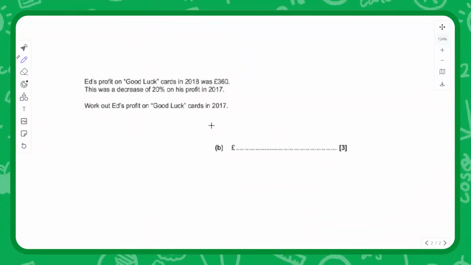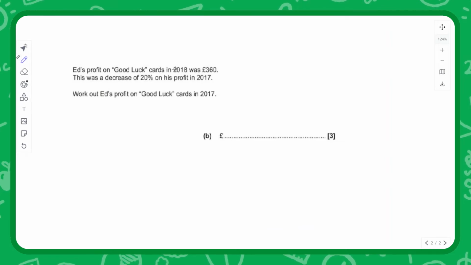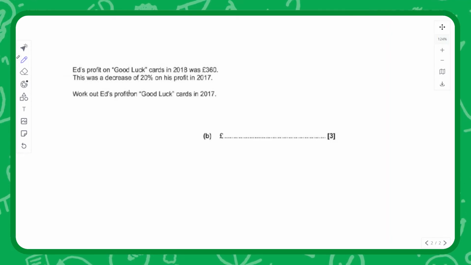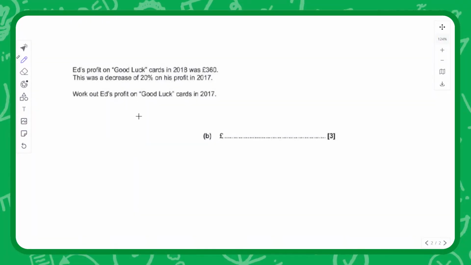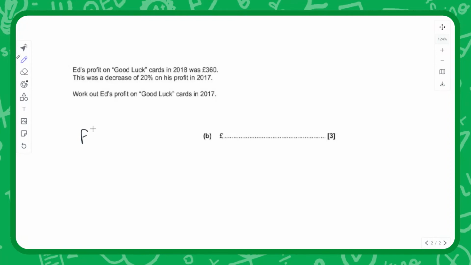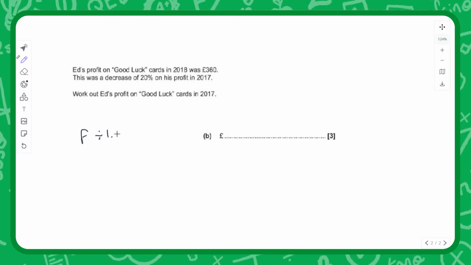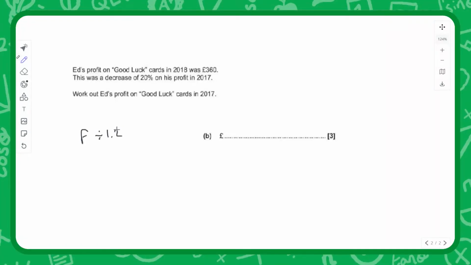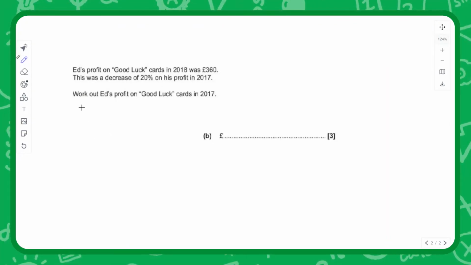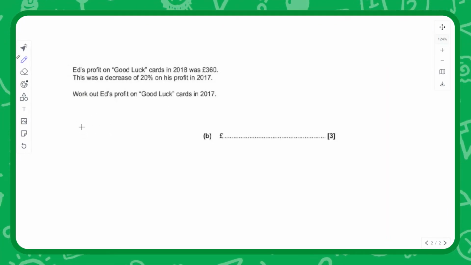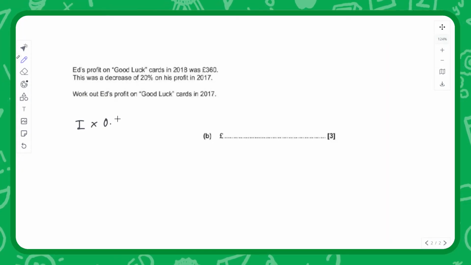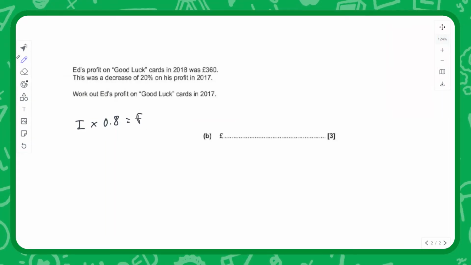Let's do 1 or 2 more questions. Ed's profit on Good Luck cards in 2018 was £360. This is a decrease of 20% on his profit in 2017. What was the profit on cards in 2017? Well, this is just like we did with VAT, right? It's very, very similar. Let's just double check I'm doing this right. We know that if it's a decrease of 20%, we take our initial amount, and if we're taking off 20%, we're left with 80%, right? We're left with 0.8, and that's going to give us our final amount.